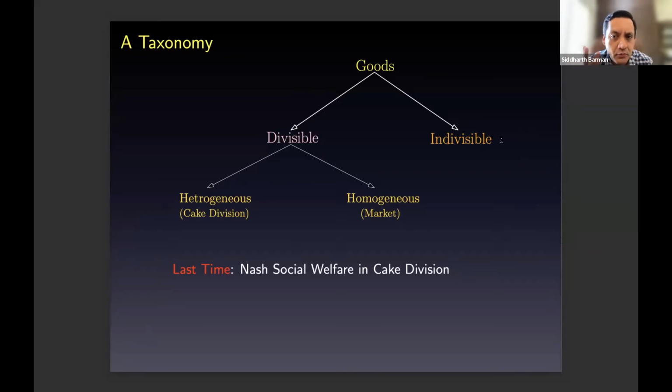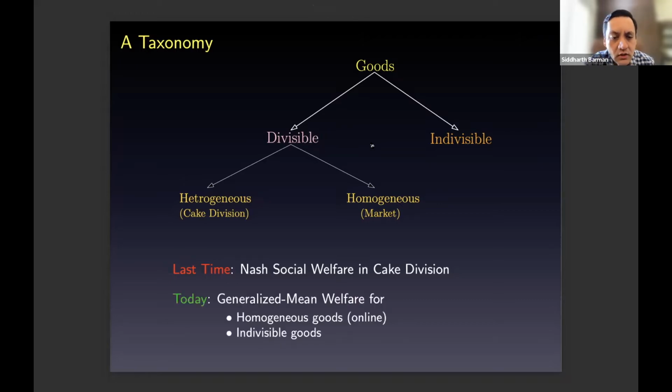At the end, I'll point you to two surveys that talk about discrete fair division, so fair division of indivisible goods. These two surveys came out less than a month ago. They are fresh off the press, with many interesting open problems. So if you're interested, this is a great area to explore. Right, so this was last time, Nash welfare for cake division.